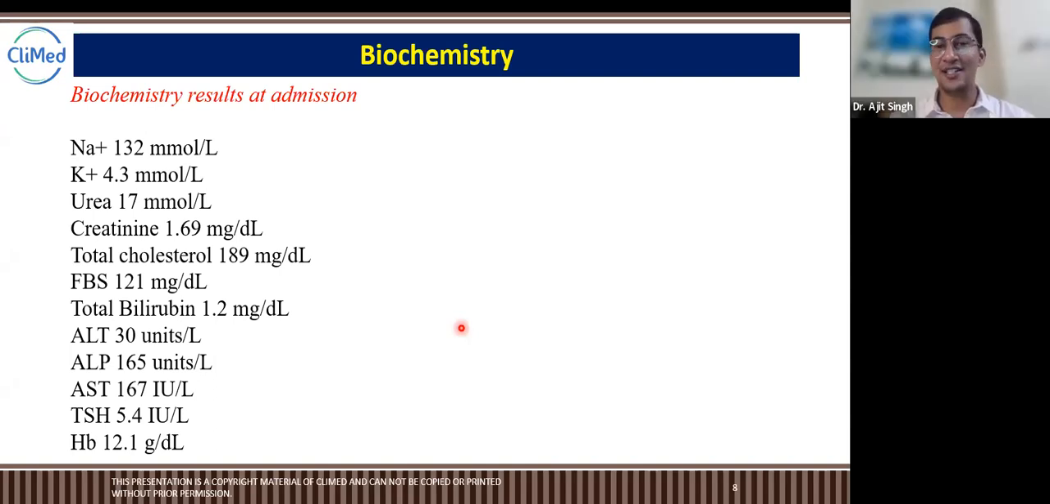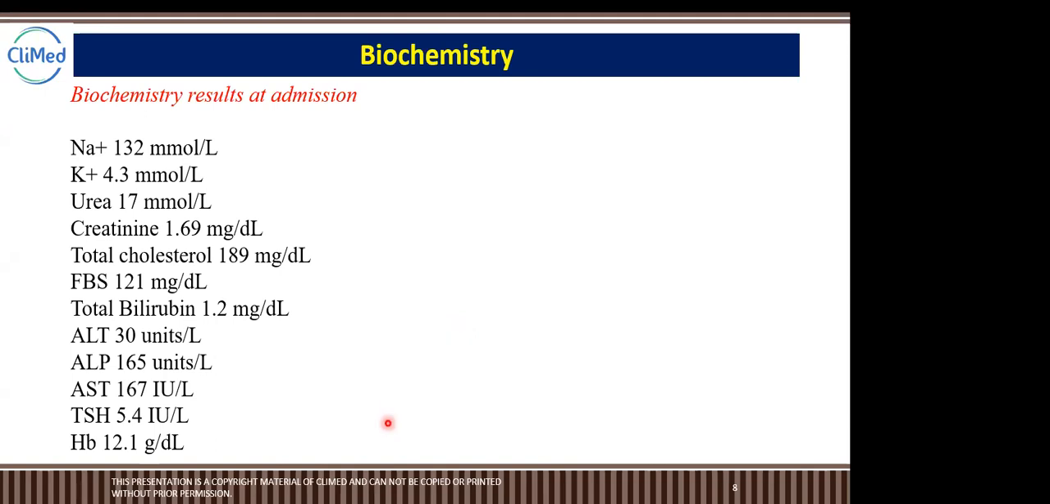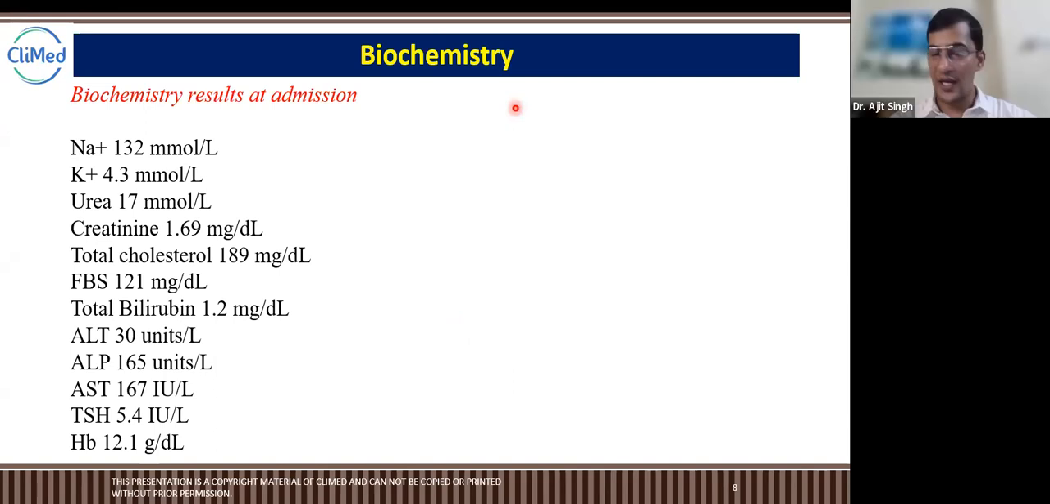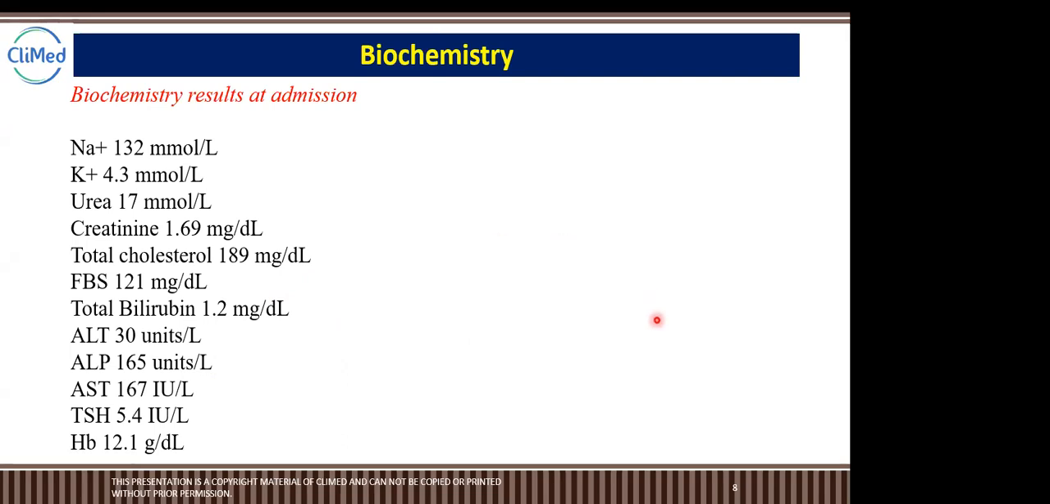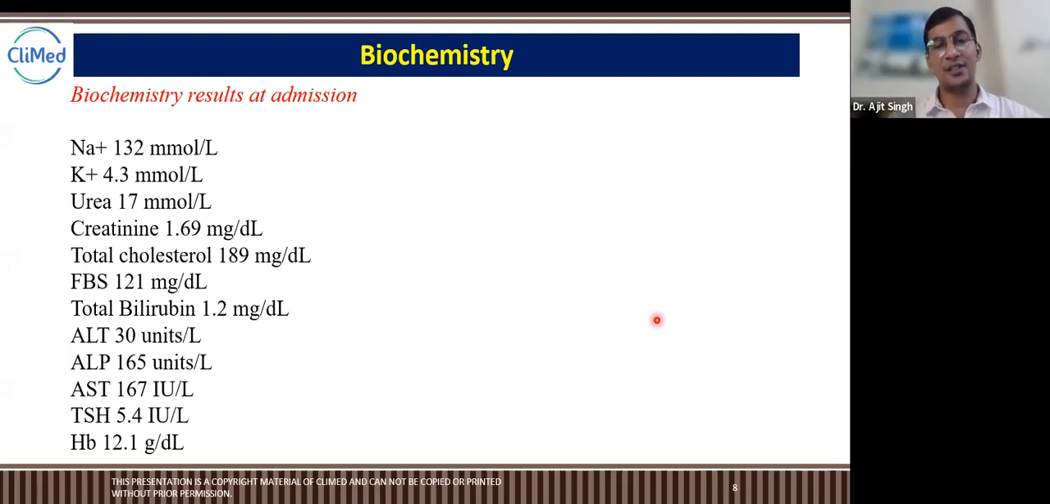Tell me the normal level of TSH, guys. What do you consider? 0.5 to 5 is normal. Yeah, exactly. So, okay, ALP and AST are raised. When do you consider, guys? Suppose I'm just talking about AST, ALP, and ALT. Here ALP and AST are raised.